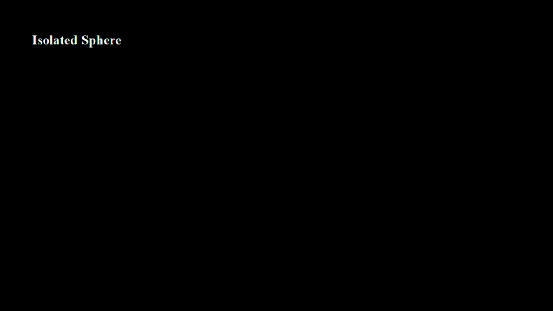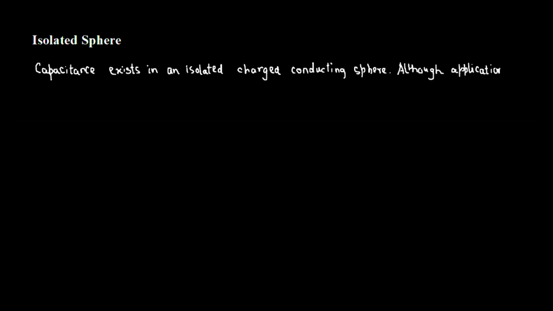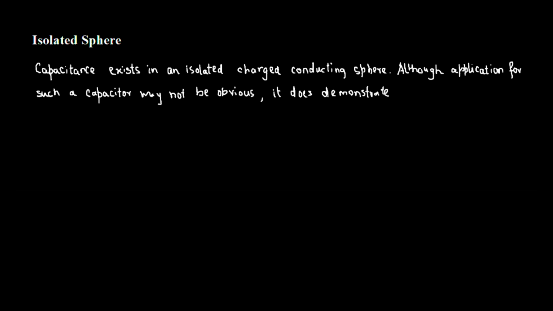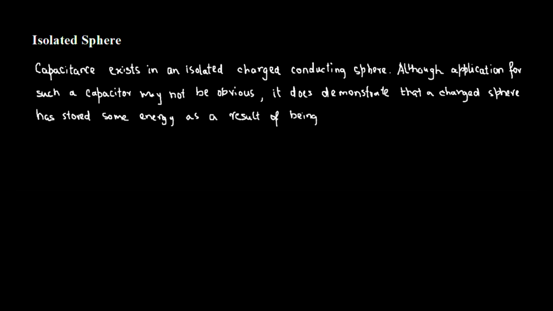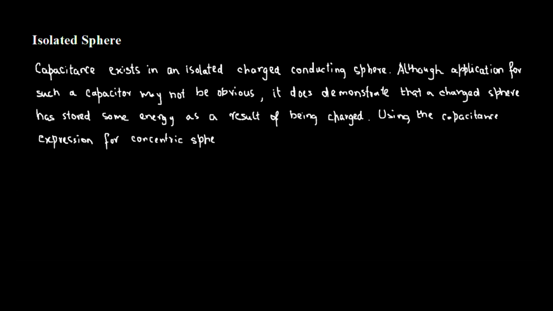Isolated sphere. Capacitance exists in an isolated charged conducting sphere. Although the application for such a capacitor may not be obvious, it does demonstrate that a charged sphere has stored some energy as a result of being charged. Using the capacitance expression for concentric spheres, we get C equals 4 pi epsilon naught times ab over b minus a.